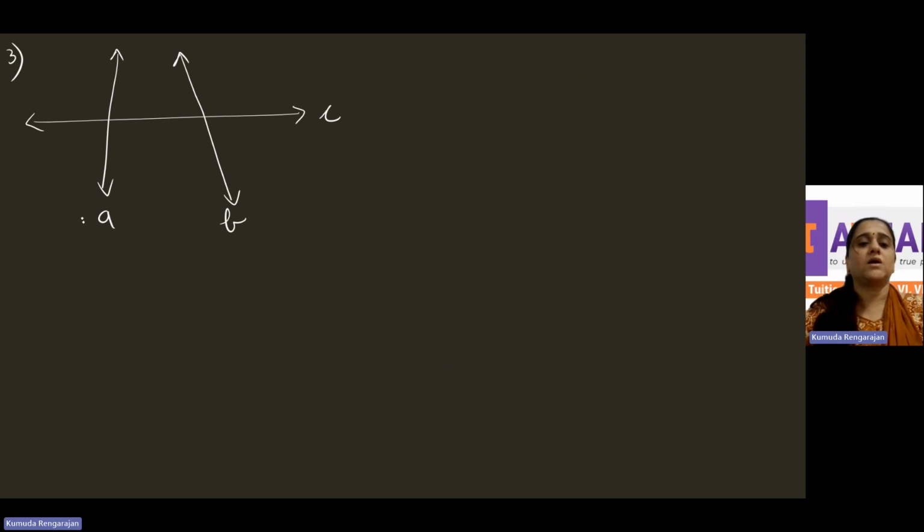This is 3. Now in question number 3, A, B, and C are lines. But here C acts as a transversal to the lines A and B. So here the lines are A and B intersected by the transversal C. Correct? Now, what are these positions, children? This one and this one? Allied or co-interior angles. Okay, fine. I'll just number it.